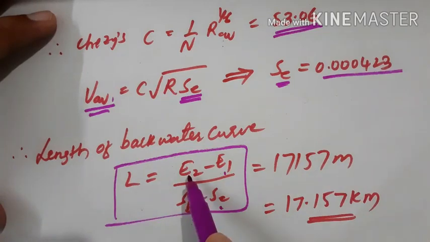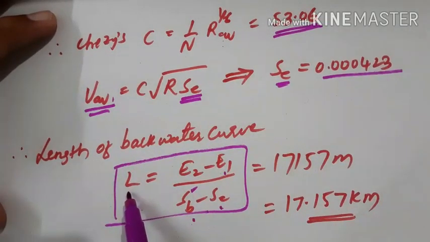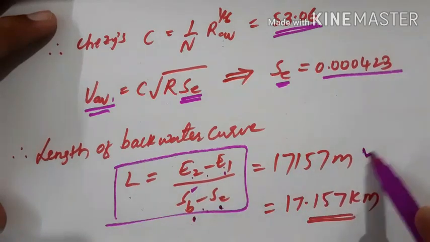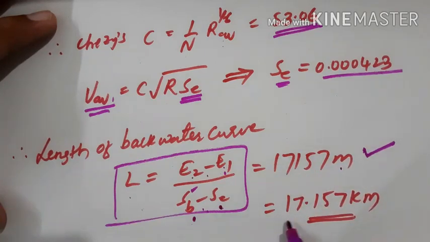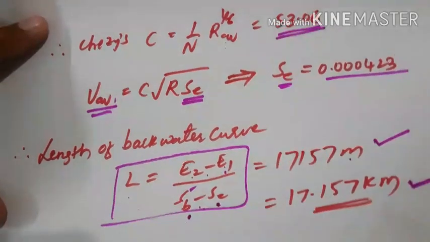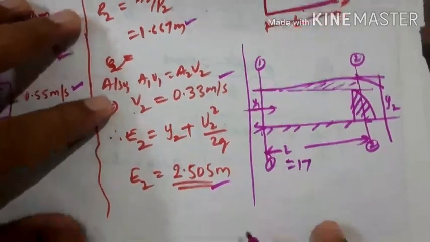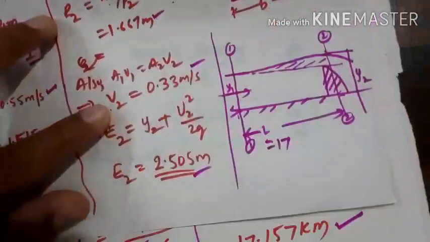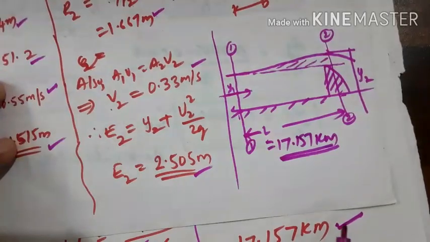So once we get the S_E value, substitute in the length of backwater curve equation, that is E2 minus E1 divided by S_B minus S_E. Then we get 17,157 meter, which will be 17.157 kilometer. So this much is the backwater length. This L we get 17.157 kilometer. This is the length of backwater curve.